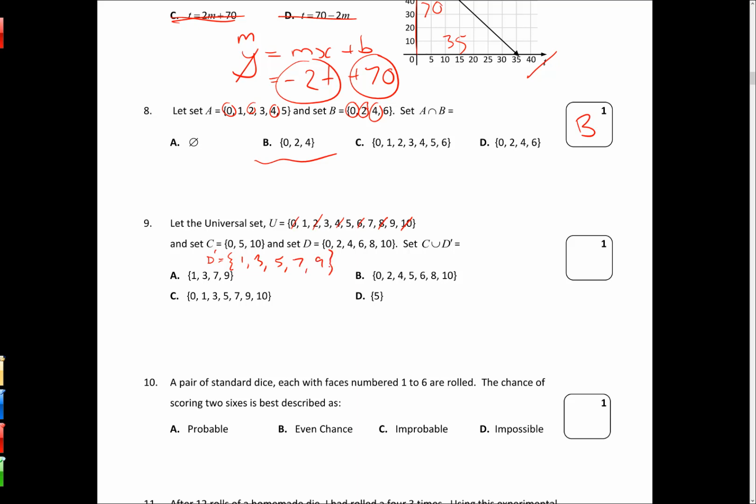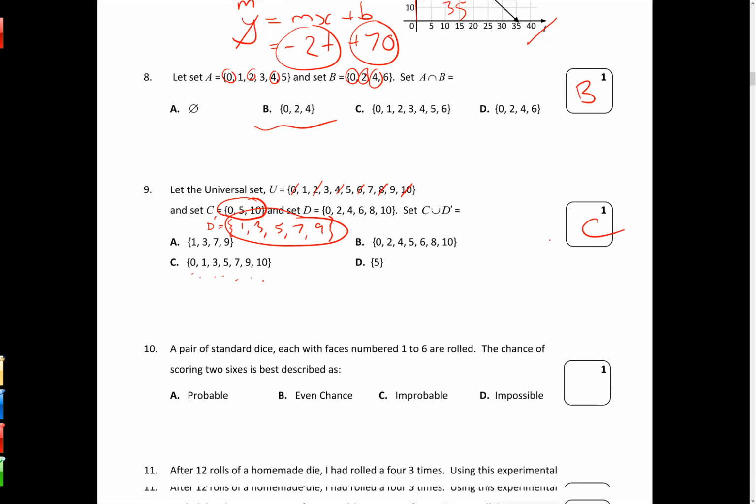What's the union between C, which is all this stuff, and D dash, which is all this stuff? Well, we just put them all together. Union means I don't care whether you occur once or twice, we're all in the one union. So I need a 0 and a 1 and a 3 and a 5. Clearly my head is being drawn towards C. Let's check. 0, 1, 3, 5, a 7, a 9, and a 10. Yep, there it was.